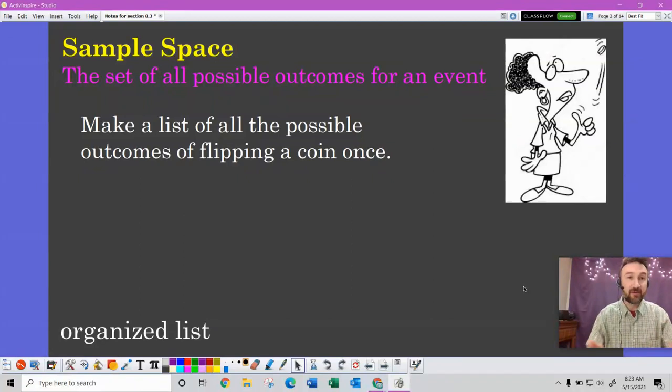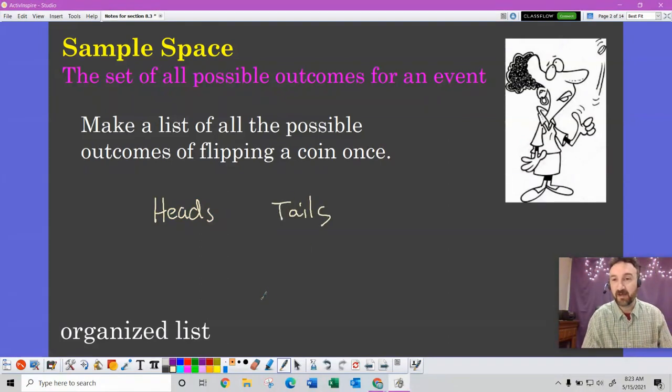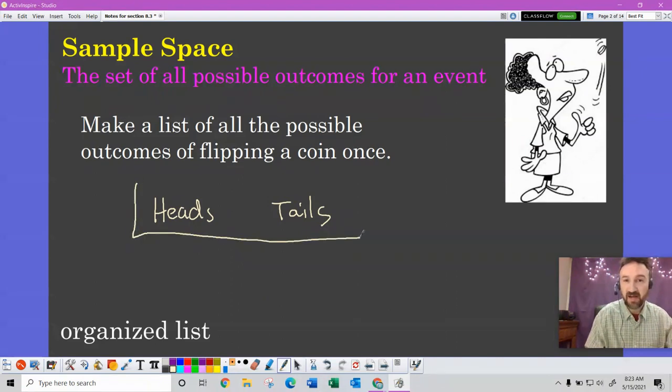So in my first example, I'm just going to make a list of all of the possible outcomes of flipping a coin once. And I'm going to consider the two sides of the coin as heads or a tails. So if I made an organized list of that, I would write down exactly what I just said. Heads or tails. There, I'm done.